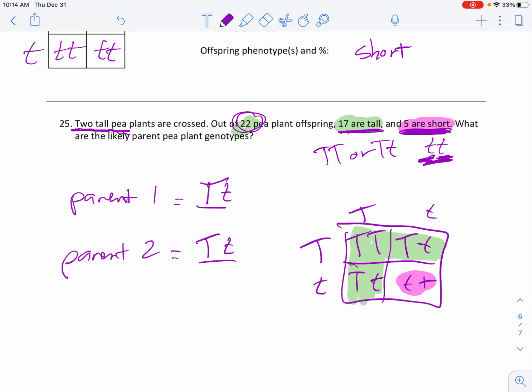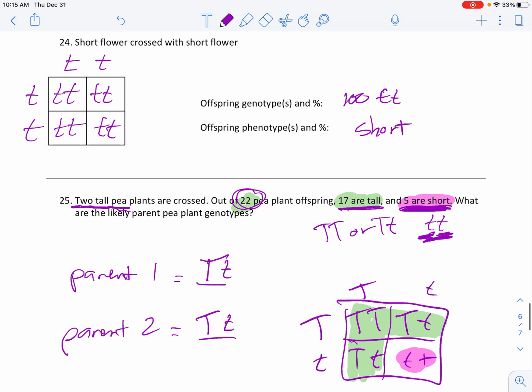So we're going to look at those types of traits, and we'll also look at traits where we cross multiple things. So like, what if the plant was tall and had round seeds? Let's do that cross. So we're going to have a couple combinations.